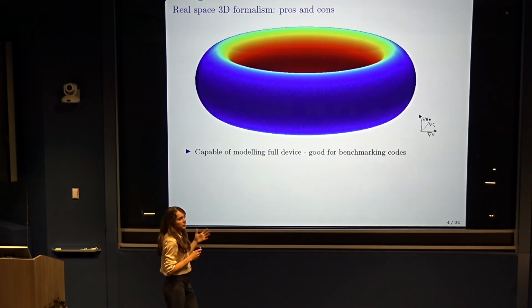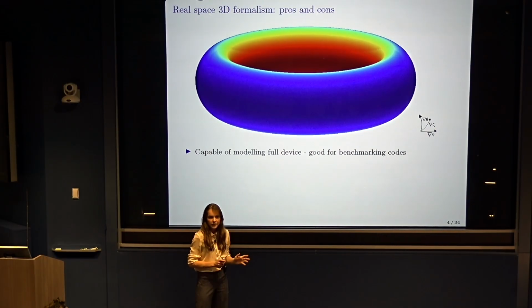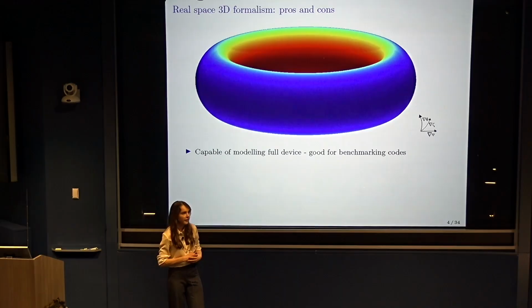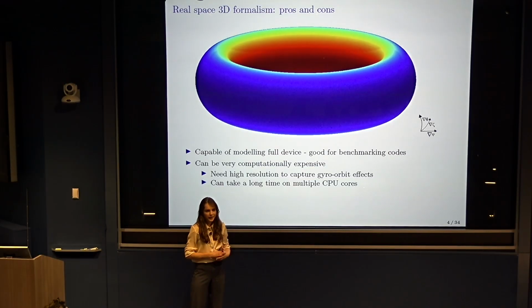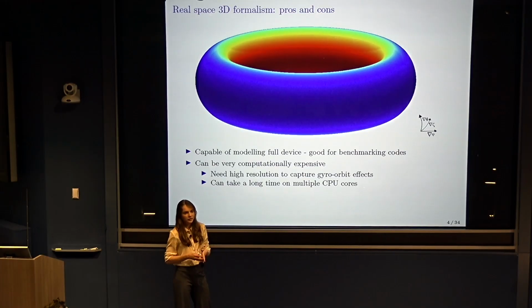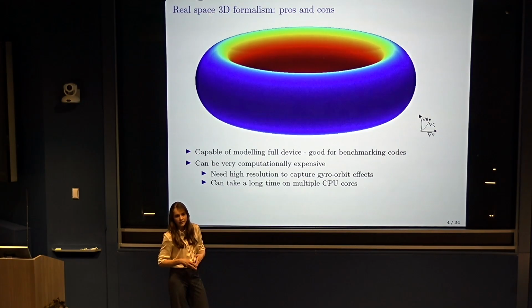These codes have a lot of pros to them. They're very good for benchmarking every other code against. They produce a lot of good results, and we have quite a lot of faith in them. However, this can be at the cost of them being quite computationally expensive. Often they need a lot of CPUs and to be run for many hours in order to actually get a result at the end of it.